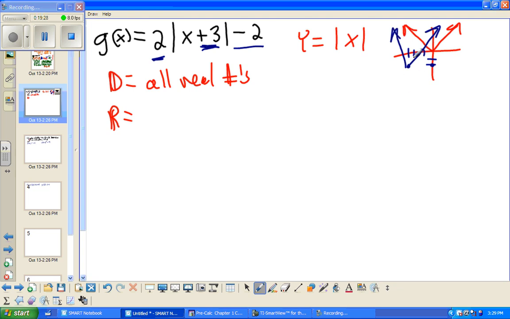And what does that mean to me when I'm talking about finding the range? Well, it means that now, instead of being from 0 to infinity, it's going to be from negative 2 to infinity.